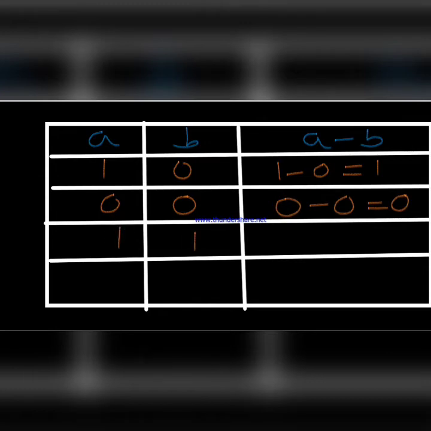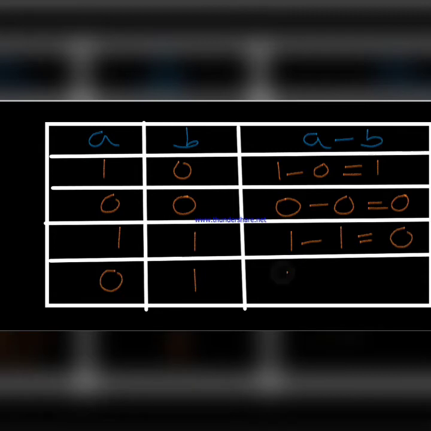1 minus 1 will be 0. Now, here comes the change. 0 minus 1. So, in mathematics, 0 minus 1 is minus 1. But here, again, we don't have anything except 0 and 1. So, the answer will be 1. Keep that in mind.